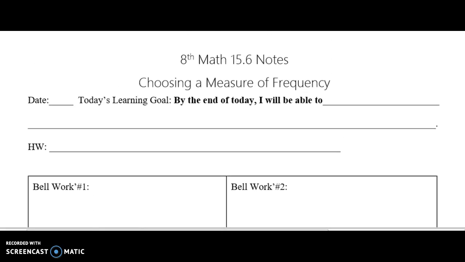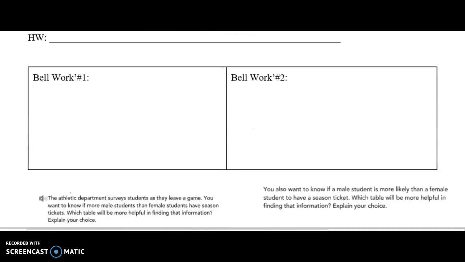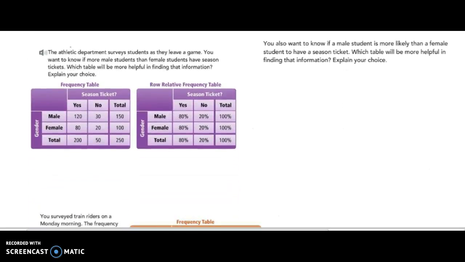So our goal today is to be able to choose a measure of frequency. So we want to know which table we're going to be needing and using. If we're going to be using the frequency table, if we're going to be using the total relative frequency table, the row relative frequency table, or the column relative frequency table. When do we use each one is what we're trying to figure out.